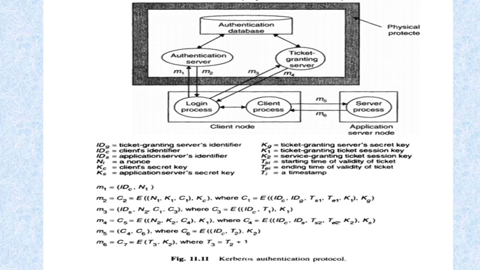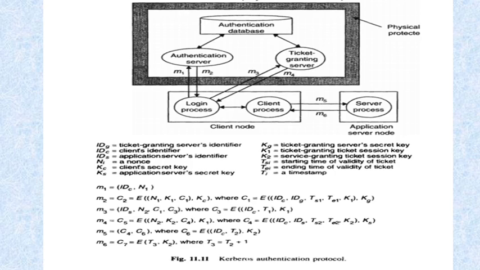The other one is the ticket granting server. It performs the task of supplying tickets to clients, which permits access to other servers in the system. All these tickets are used to establish the connection and secure communication between the clients and the servers.